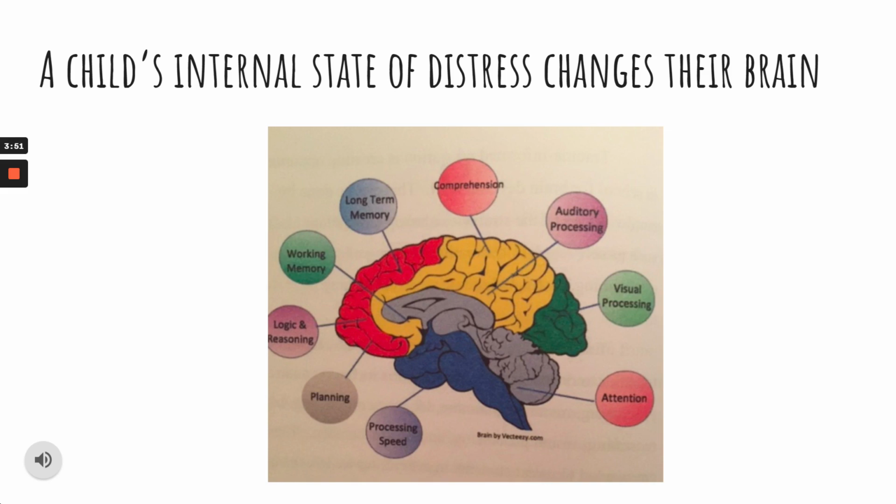Other parts of the brain that are also impacted include the hippocampus, which is responsible for memory, self-regulation, language development, and other skills necessary for learning. This part of the brain is usually smaller in students who have experienced trauma.